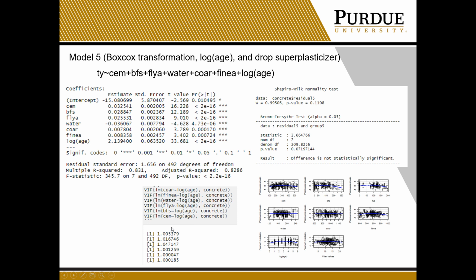Then by checking the multicollinearity, since we checked the correlations of all other variables before, right now I only check the newly added variable log age's correlation with other variables. All VIFs are showing less than 10. Then looking at the residual plot, we see that the log age residual plot has no problem.